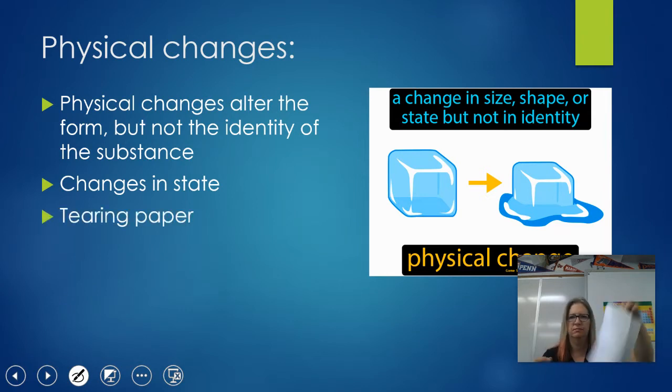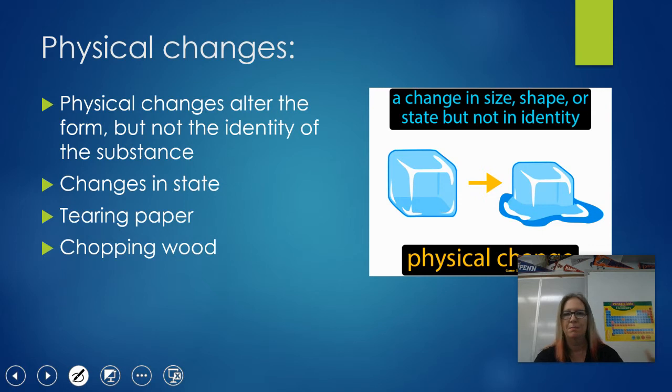Tearing paper, okay? Whatever the chemical formula for paper is, it's got a lot of cellulose in it and whatever else, okay? The chemical composition of this whole piece of paper is the same as it is each individual piece, okay? So I've changed the paper, it's obviously different, but that's just a physical change. I haven't chemically changed it. Chopping wood, breaking a pencil, things like that, and mixing things.